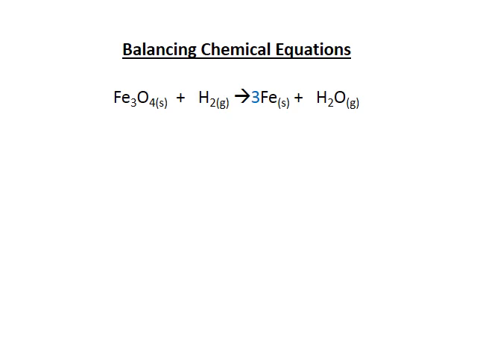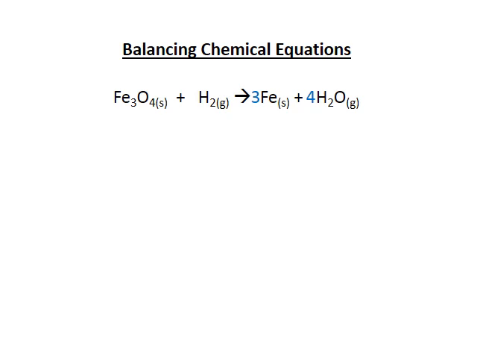The next thing I look at is the oxygen atoms in the iron compound on the reactant side. It's got 4 oxygen atoms, so I need 4 oxygen atoms on the product side. Each water has 1 oxygen atom. So if I had 4 water molecules, I would have 4 oxygen atoms. So I'm going to do that. I'm going to put a 4 out in front of the water. So now my irons and oxygens are balanced.